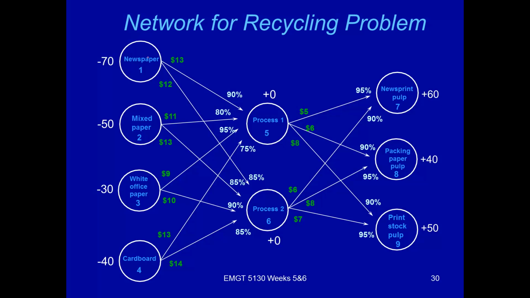Okay, so we have the newspaper, mixed paper, white office paper, and cardboard being the supply nodes. And they all go through these two recycling processes, 1 and 2. These first groups of arcs represent the first step in both processes, and these second groups of arcs represent the second step in both recycling processes. At each step, there will be a yield rate associated with each arc.